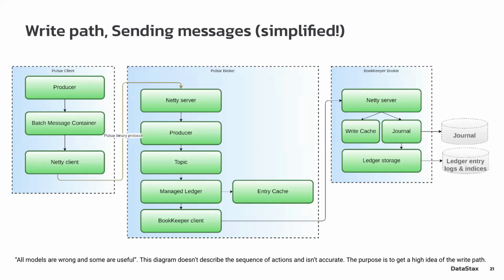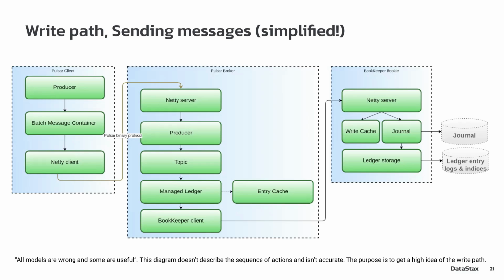There's a Pulsar binary protocol that is used between the Netty client and Netty server parts, between the client and the broker. From the server side, it gets moved on to a producer. Then there's a representation of a topic in the broker, and then a managed ledger. When the messages are written, they are added to an entry cache, which is also called a broker cache. This is something that we'll look at later when we get to the consuming part, like how this entry cache behaves.